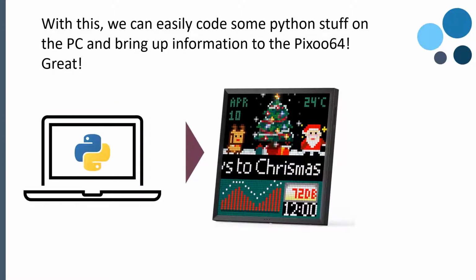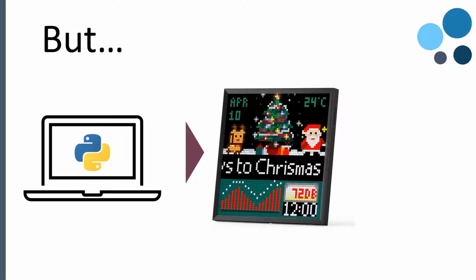With this, it is very easy to write some Python programs, store them on your PC or your MacBook or your notebook or whatsoever, and just run it, and then you can do some programmatic applications which can be seen on your Pixoo 64 device. The question is, okay, but what if you don't want to run your notebook all the time or your PC all the time?